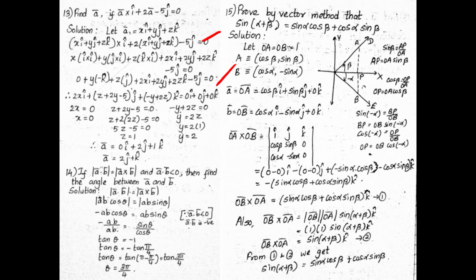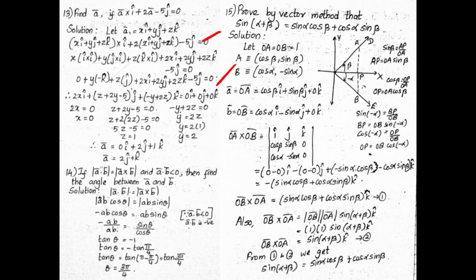So we get 2x is equal to 0. Therefore, x is equal to 0. z + 2y - 5 is equal to 0. Therefore, z + 2z - 5 is equal to 0. Therefore, z is equal to 1. -y + 2z is equal to 0. Therefore, y is equal to 2z. Therefore, y is equal to 2. So, a vector is equal to 0i + 2j + 1k. Therefore, a vector is equal to 2j + k.